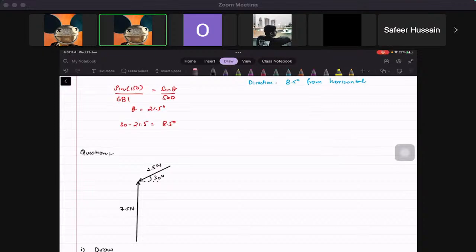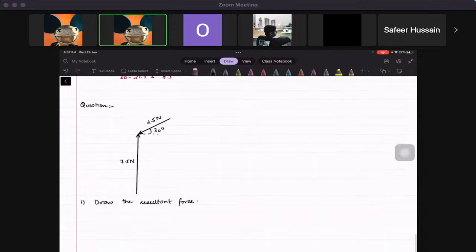So they say in part 1, draw the resultant force. In the second part, they say show that the magnitude of this resultant is 6.6 newtons. Can you guys do this?